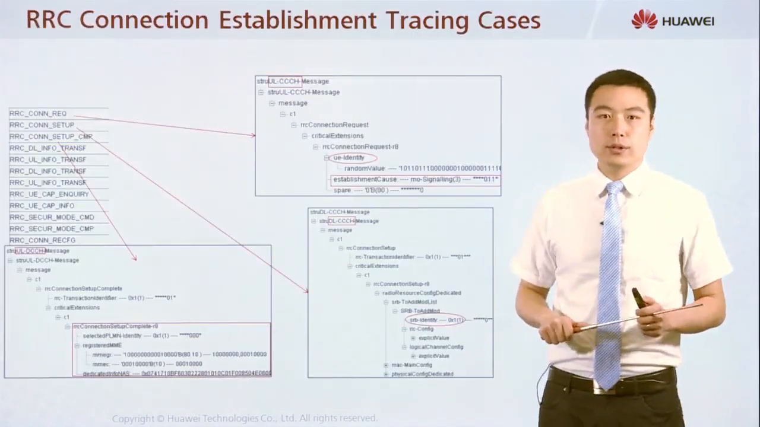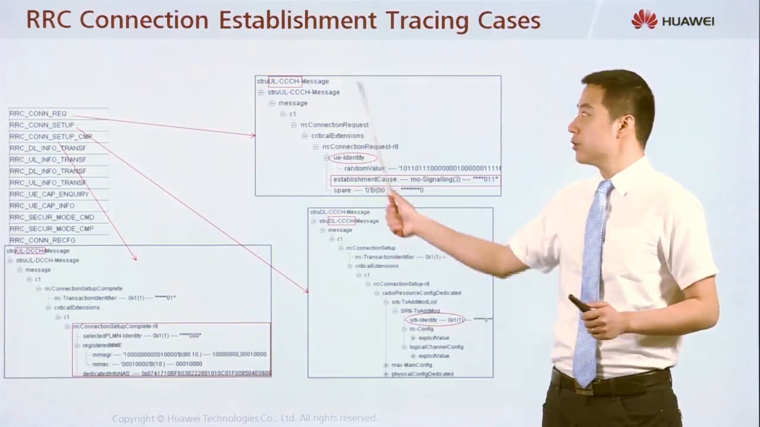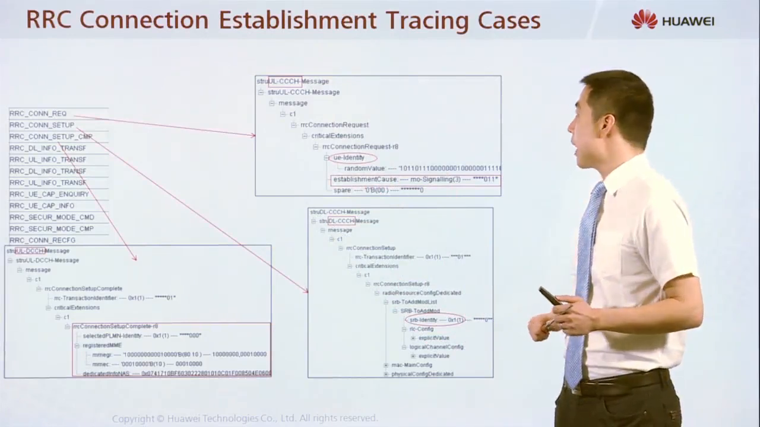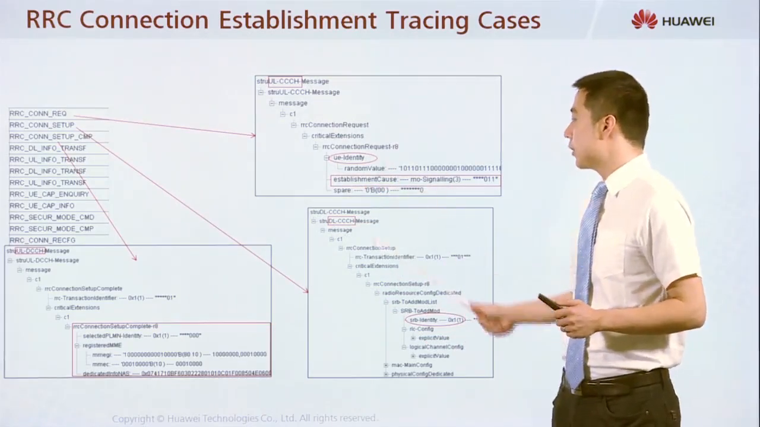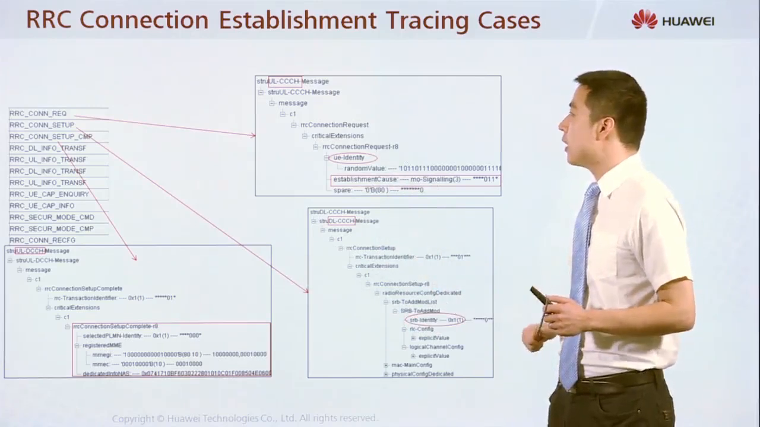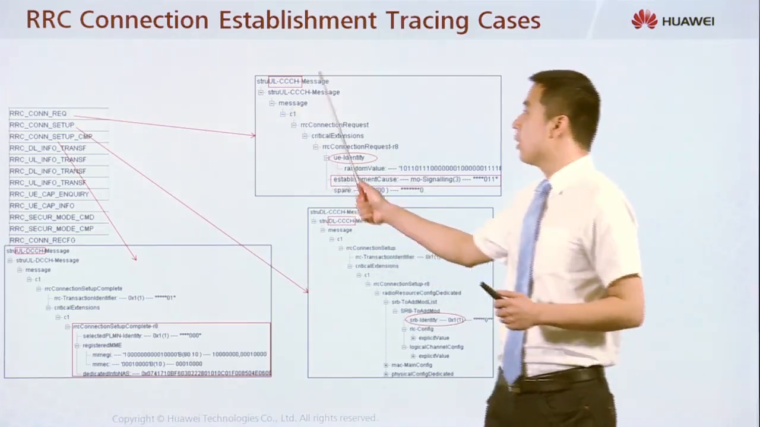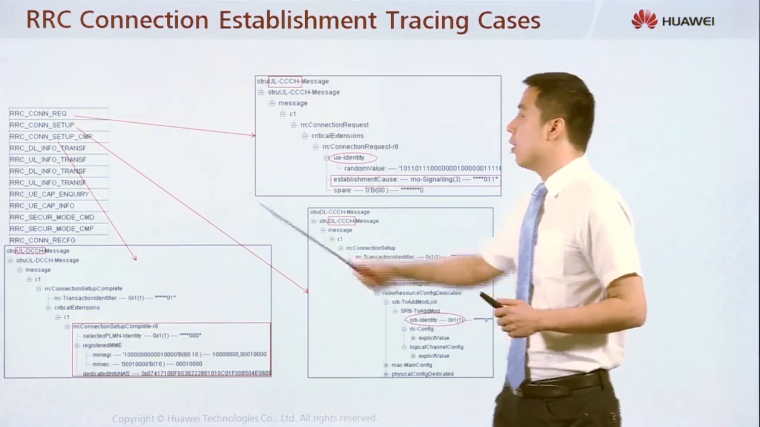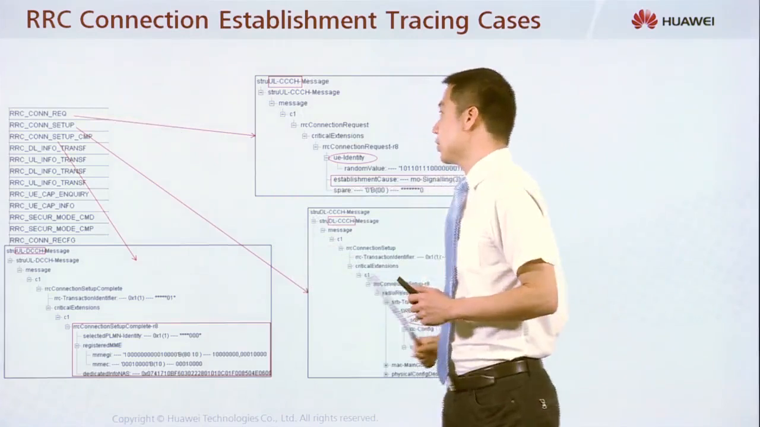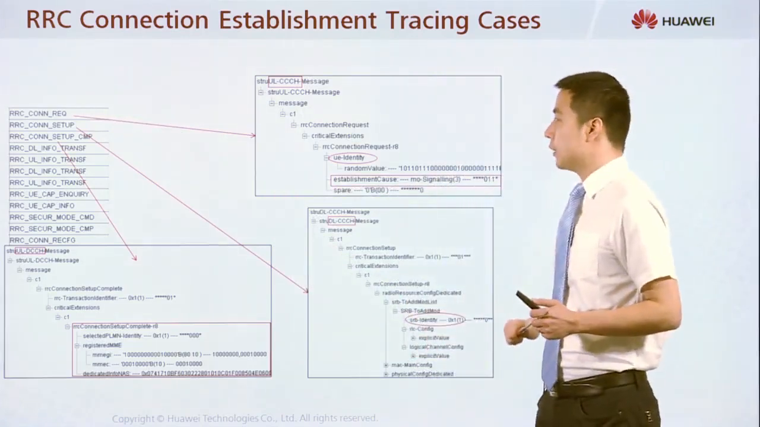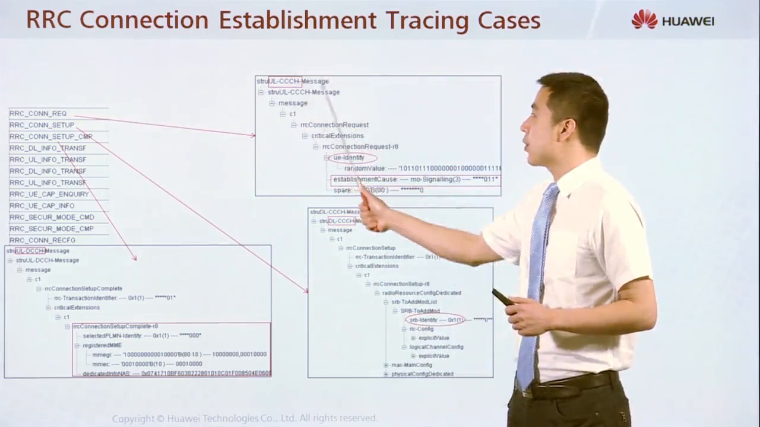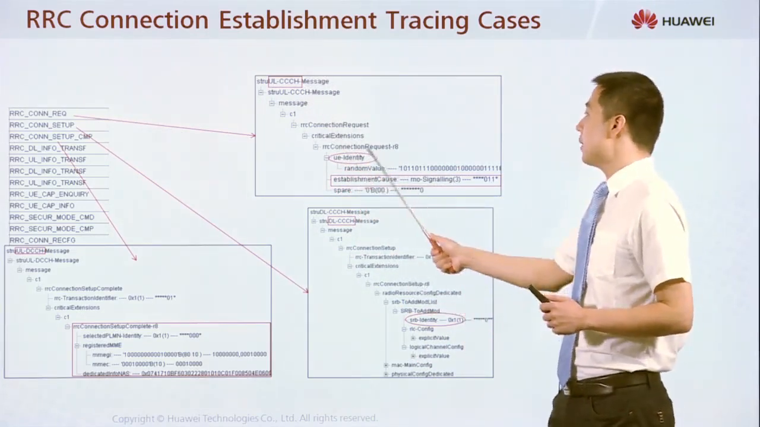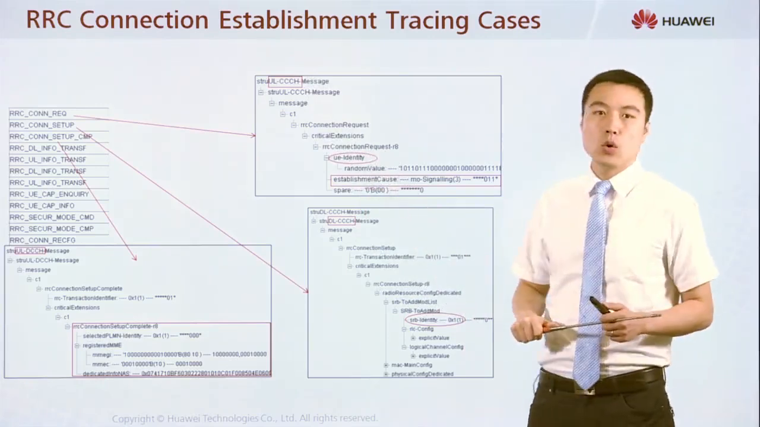Let's look at these examples. These pictures show the signaling content of the RC connection establishment. This is the signaling tracing, showing the content of the RC signaling. For example, this square shows the content of the RC connection request message. Inside the RC connection request message, we can see much important information. Those pieces of information, we call information elements, so-called IEs.